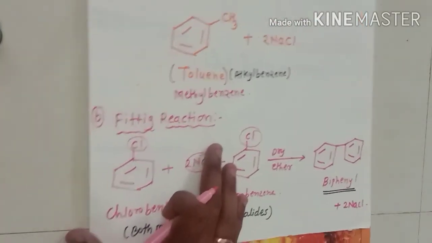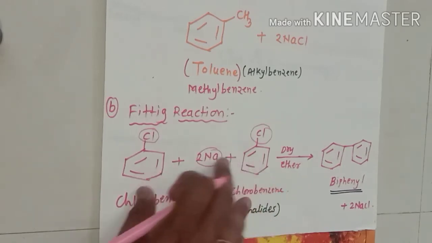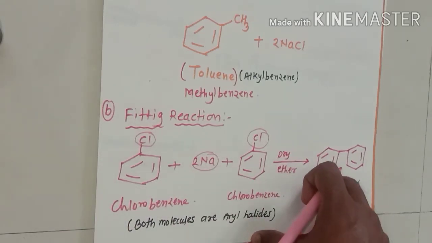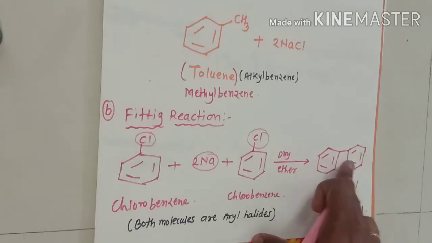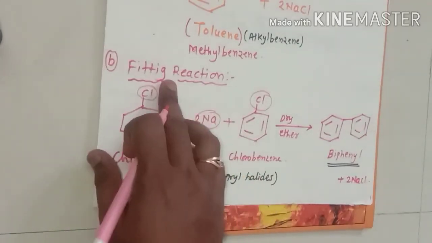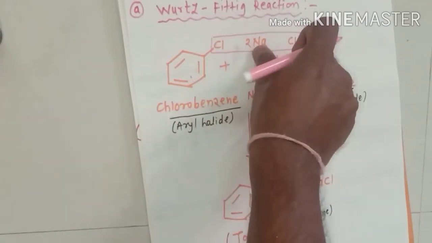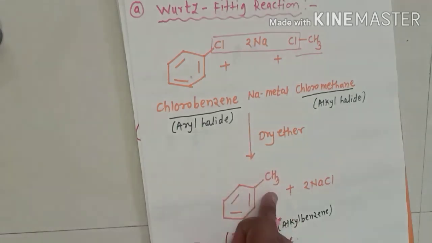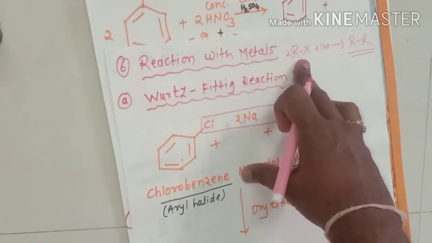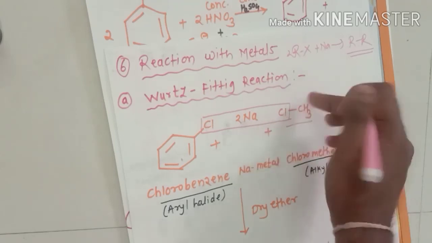And simply in Fittig reaction, we take both molecules of aryl halide. Here two chlorobenzene molecules, when treated with two sodium metal atoms in presence of dry ether solvent, then we get biphenyl compound. That is, here two benzene rings are attached to each other directly. Both molecules are aryl halide. This reaction is Fittig reaction. If we take one molecule of alkyl halide and one molecule of aryl halide with sodium metal in presence of dry ether solvent, then this reaction is called Wurtz-Fittig reaction. And if we take both molecules of alkyl halide and treat them with sodium metal in presence of dry ether solvent, then we get higher alkanes. That reaction is called Wurtz reaction.